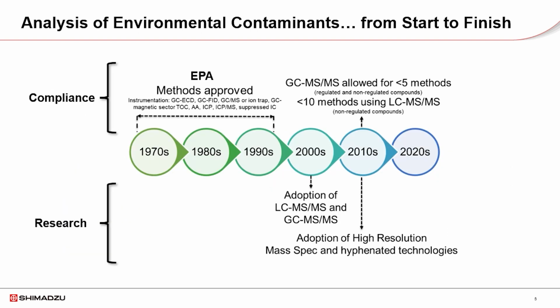So why are we highlighting GCMS today? Because historically GCMS has been the most used instrument for the analysis of environmental organic contaminants. EPA approved many methods over several decades relying on this technology. So Yoshihiro, can you tell us a little bit more about the history of Shimadzu in relationship to GCMS instruments?